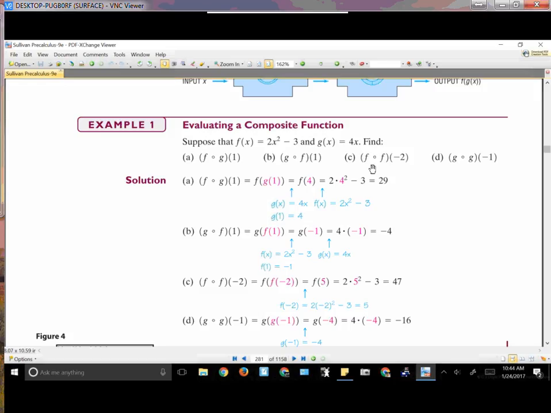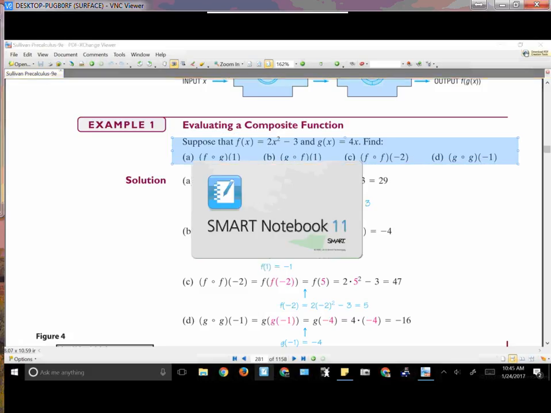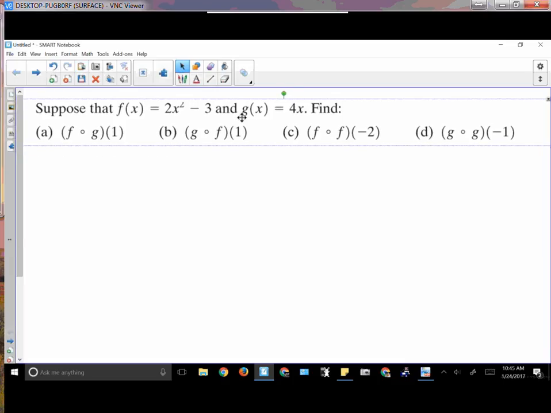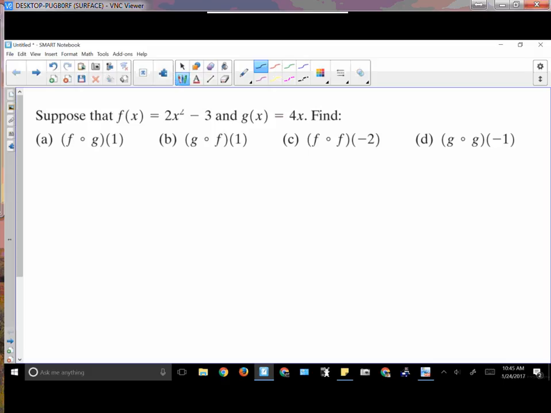So, I want to evaluate the composite of a function. So, grab this. Take a look at this. What we want to go through here, we identify f of x as 2x squared minus 3 and g of x as 4x. Now, I like going through and setting this up with the function notation.